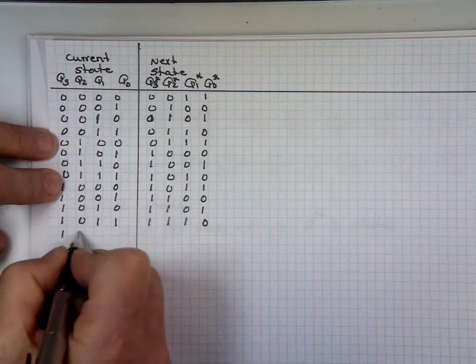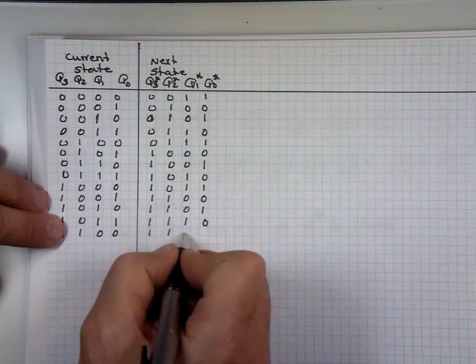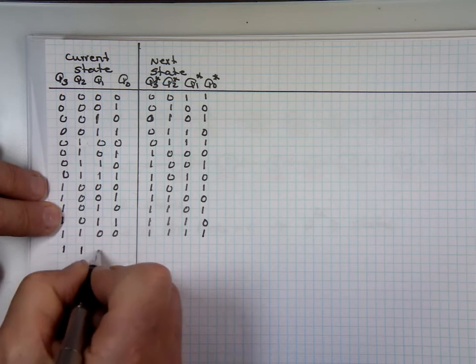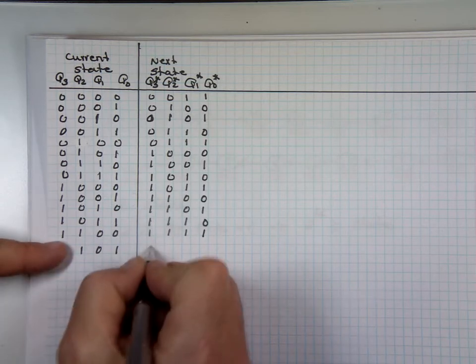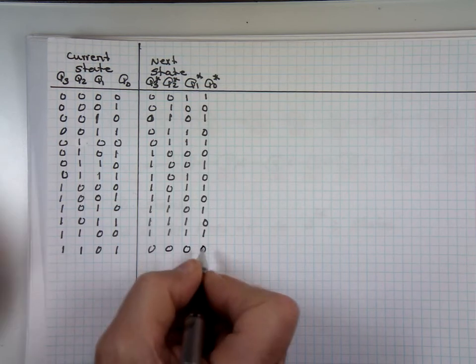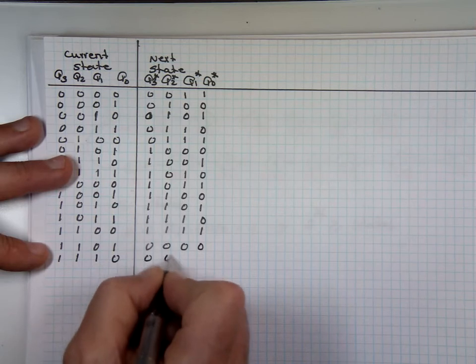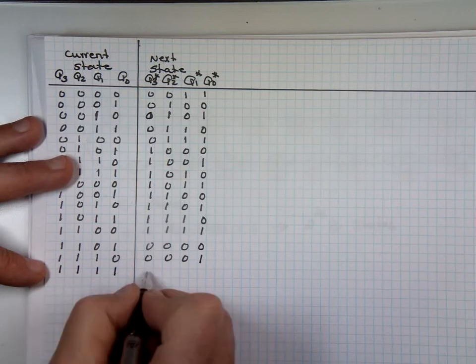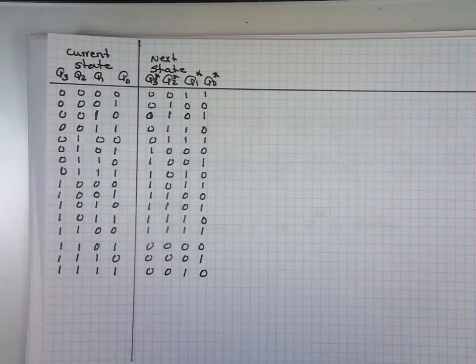12. 12 and 3 is what, 15? 1, 1, 1, 1. 13. The next one's 3 more. Think about 13. 14, 15, it goes to 0. 14, it goes to 1. And 15, it goes to 2. So hopefully we got them all.